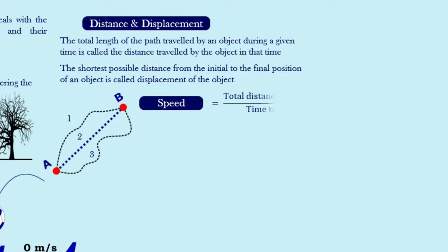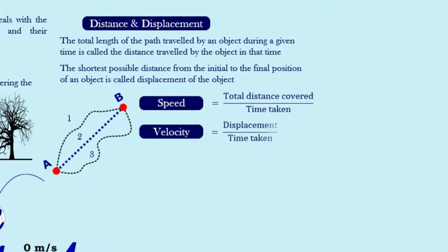A few other related physical quantities are speed, velocity, and acceleration, which are defined as follows. Rate of change of distance covered with respect to time is defined as speed. Rate of change of displacement with respect to time is defined as velocity. Rate of change of velocity with respect to time is called acceleration. In nature, various kinds of motions can be observed.